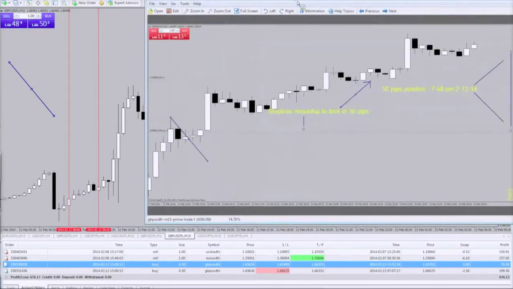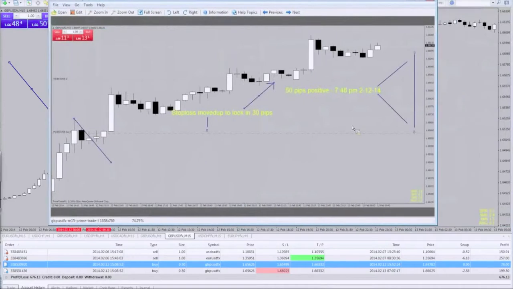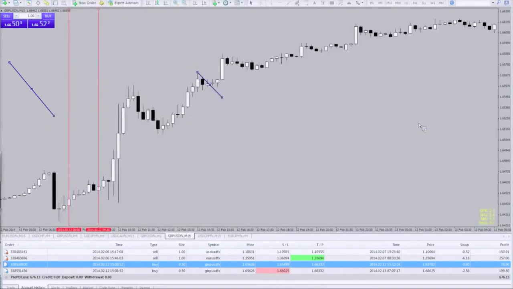Now, what I did was I monitored the trade overnight. And at 7:48 last night, the trade was up 50 pips. When it was up 50 pips, I moved my stop loss all the way up to lock in 30 pips. So if the trade came back and hit the stop loss, I got paid for a change instead of me paying them. And the trade eventually hit its 60 pip target.